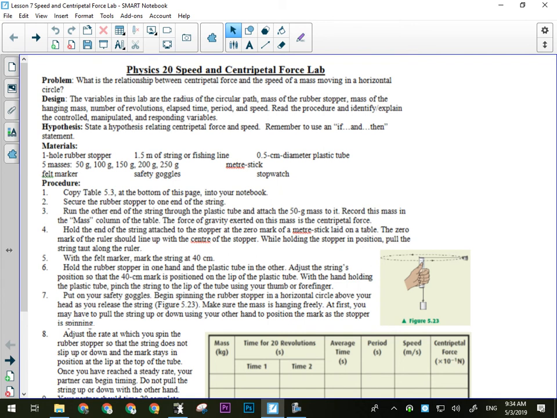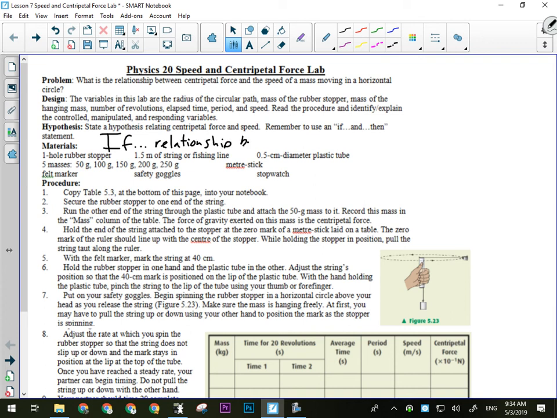Okay, so for our hypothesis, remember if, and then statements, okay? The if part needs to talk about the relationship between centripetal force and speed. Not the other way around, because it's different going the other way, okay?